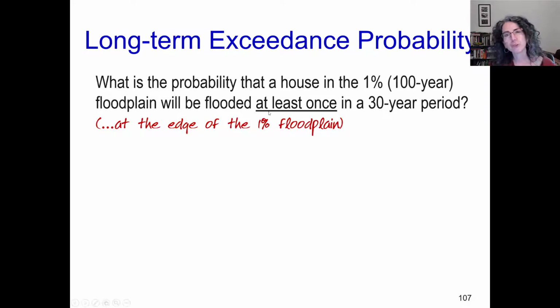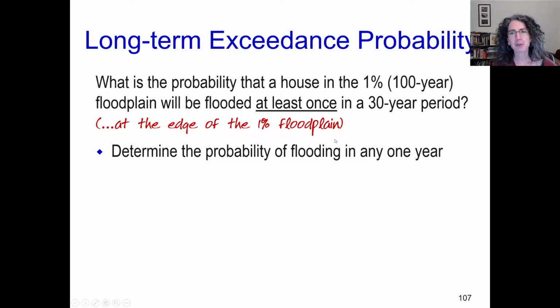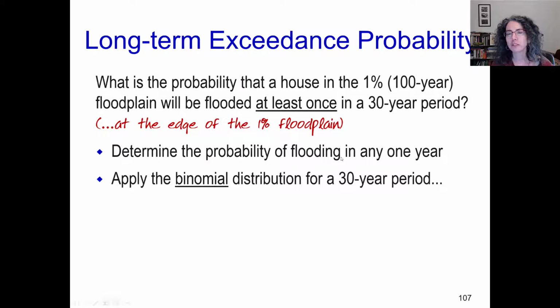So this really should be worded, what's the likelihood that a house at the edge of the 1% floodplain will be flooded at least once in the 30-year period? So the first step, determine the probability of flooding in any 1 year. Well, that's going to be 1%. And next, applying the binomial distribution for the 30-year period.